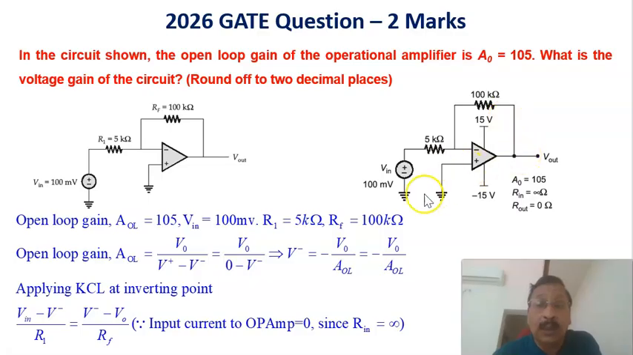So V in minus V minus divided by R1 is equal to V minus, that is this voltage, minus V0, the output voltage, divided by RF. Since the input current to the op amp is 0, because the input impedance is infinity, that is why we are writing this equation in this fashion.